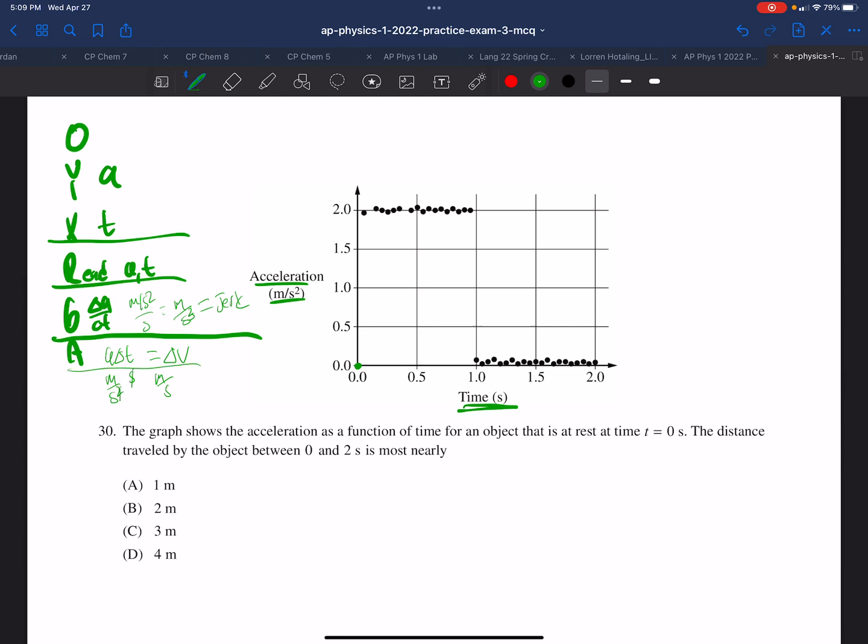All right, so the graph shows acceleration for an object that is at rest at time 0. So V0 equals 0. Since V0 equals 0 and the area is delta V, the definition of delta V is V minus V0. And if V0 is 0, then delta V equals V. In other words, the area equals not just delta V, but also V.